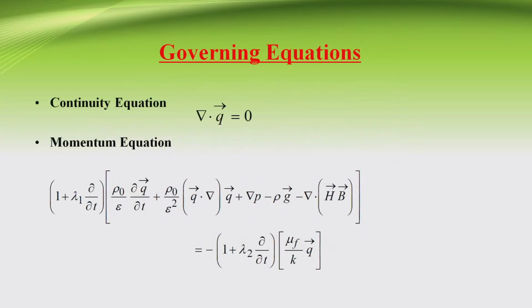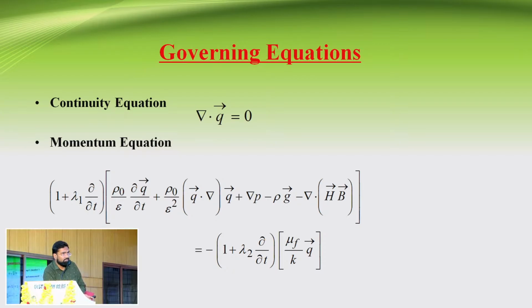Also, these are the governing equations. Since we are going to consider an incompressible fluid, the continuity equation, the divergence of the fluid velocity vector, will be 0. And here in the momentum equation we have lambda 1 and lambda 2. Now lambda 1 and lambda 2 are the stress relaxation time and strain retardation time.